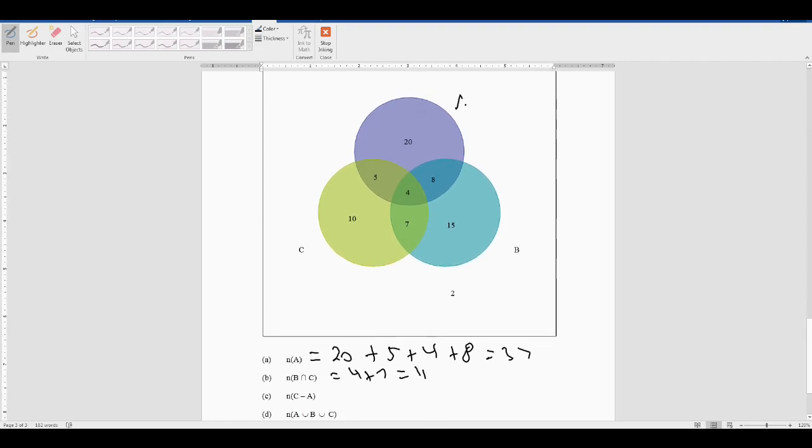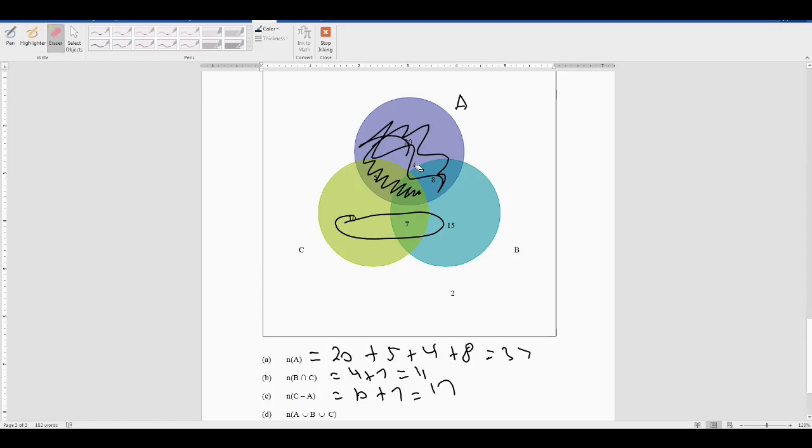Remember, this one is A. So if you lose it, you'll be able to find it. C minus A. Now this is all of C. And we're going to eliminate the A. So we're going to take those out because that's A. Take out all of A. What's left over are these two. So add those two together and we get 17.